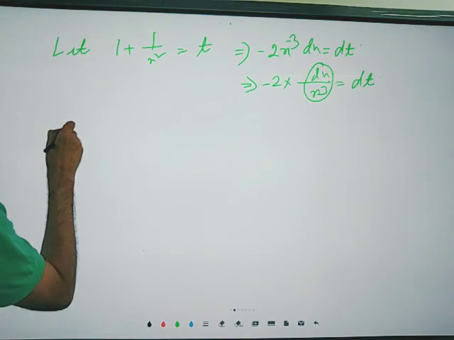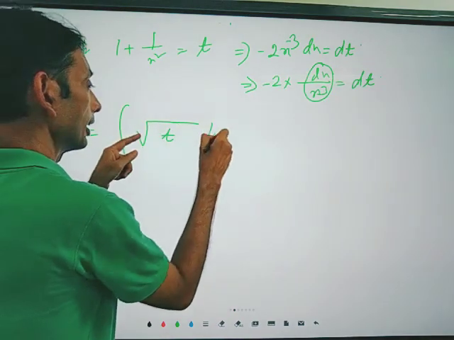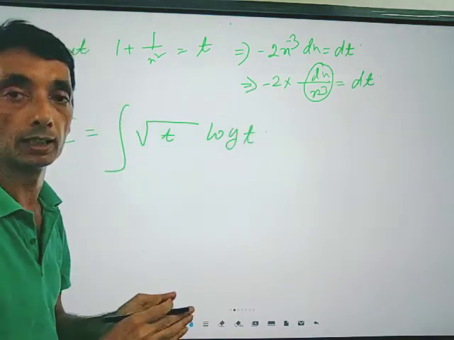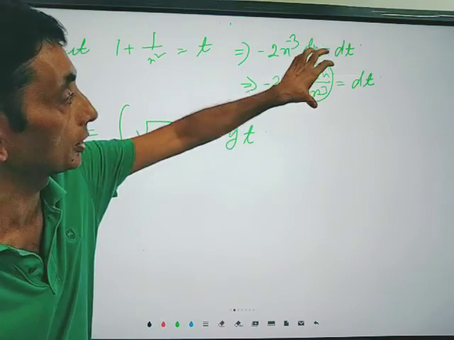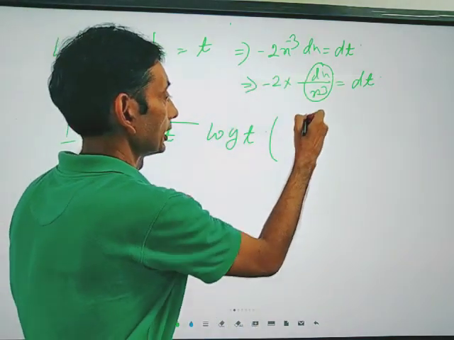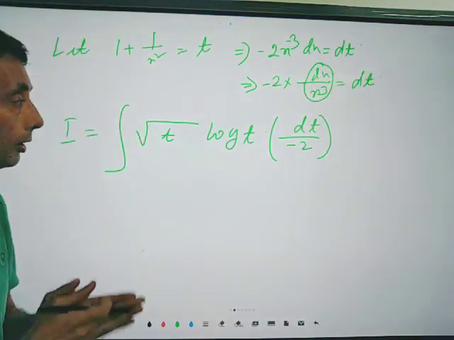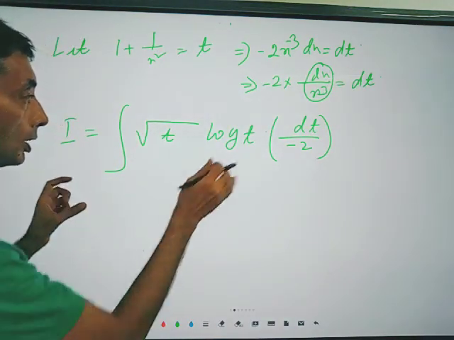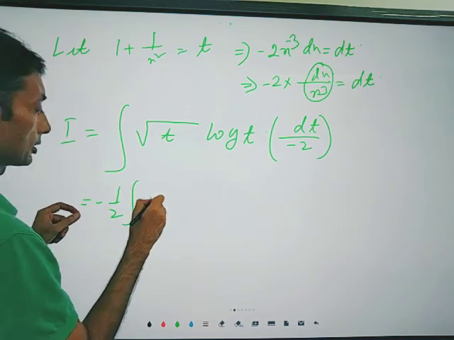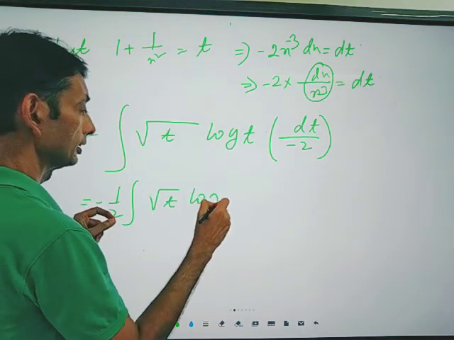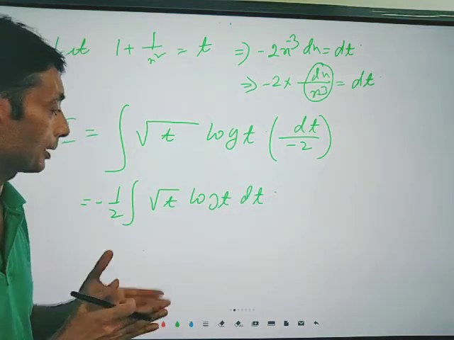So we can continue with this. This will be root t, and this is log t. The only step left is dx by x cubed, which can be replaced by dt by minus 2. So it's becoming these simple steps. We can just take 1 by minus 2 out. This is root t and log t, dt. It's a very simple step.